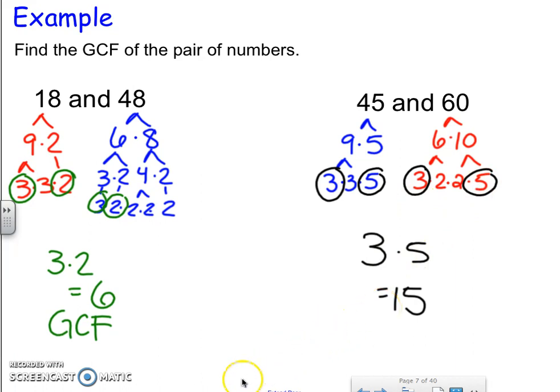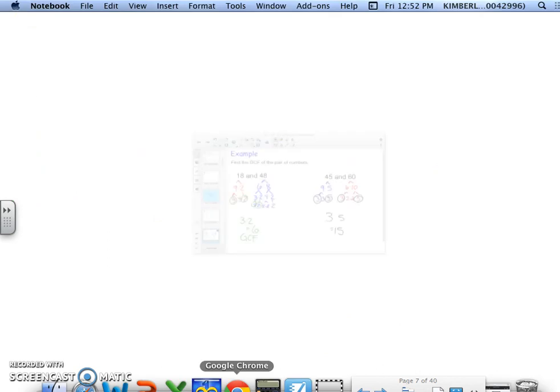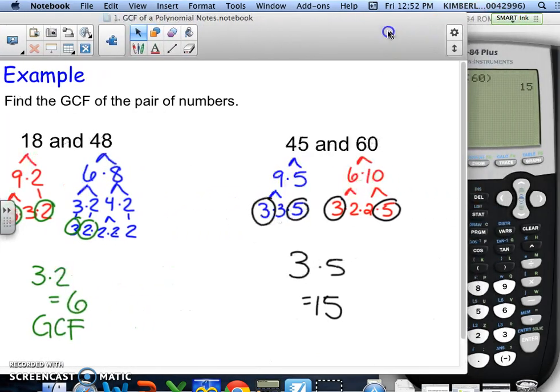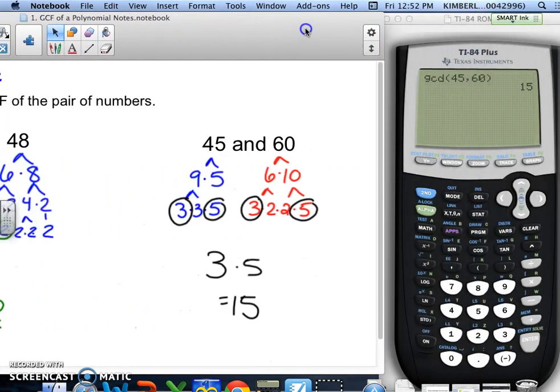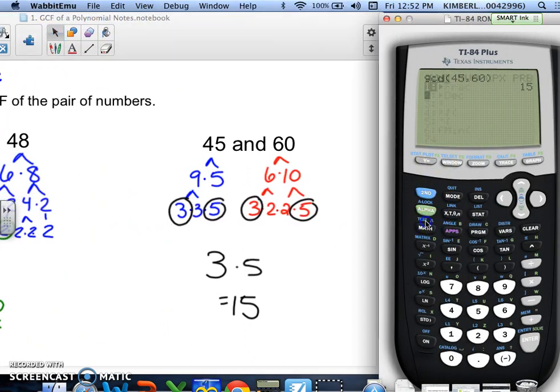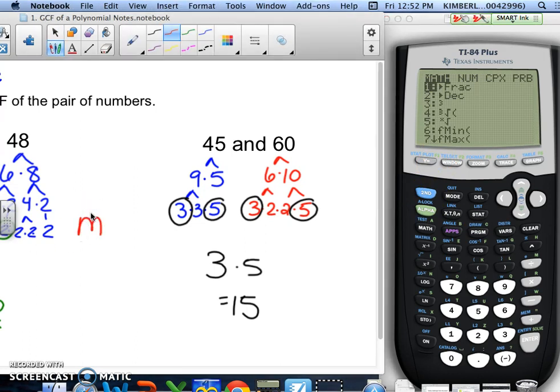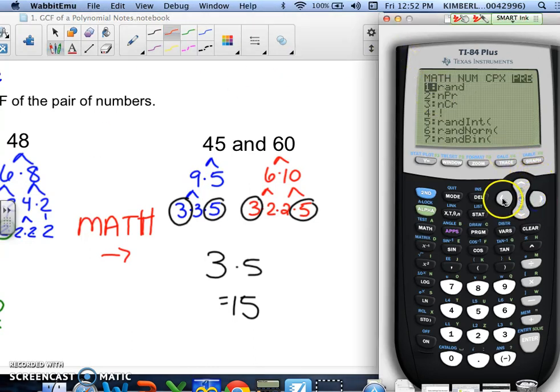Okay? Now I'm going to teach you a shortcut for how to do it in the calculator. This works 99% of the time, but not all of the time. Okay, so what you're going to do is hit the math button. Okay, so let's kind of write that down. You're going to hit math. You're going to hit the right arrow key. So we're going to go over to number. And then you're going to go all the way down to number 9.